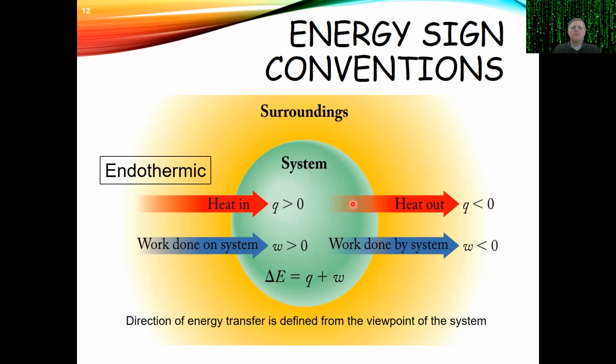But if your system is cooling off and giving up heat, sending heat out to our surroundings, then your heat is going to be negative. Your Q is going to be less than 0. We call this an exothermic process. So endothermic is heat going in, exothermic is heat coming out into our surroundings. So an exothermic, if I put my hand next to it, my hand will get hot. With endothermic, if I put my hand next to it, my hand will get cold.